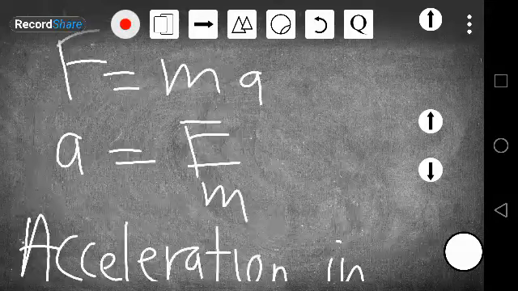So what it simply means is you can apply a large force and get a large acceleration. You can apply a small force and get a small acceleration. That's basically what we're saying. Alright.